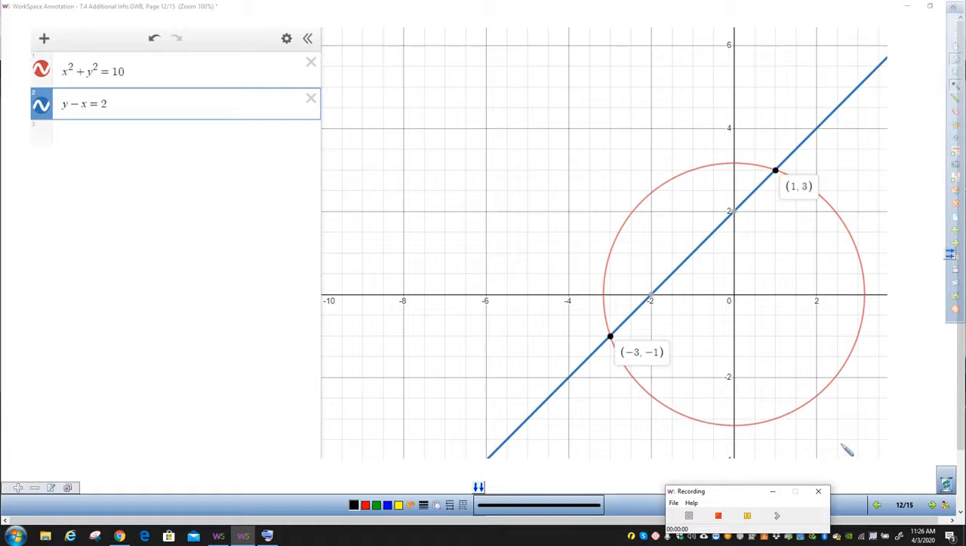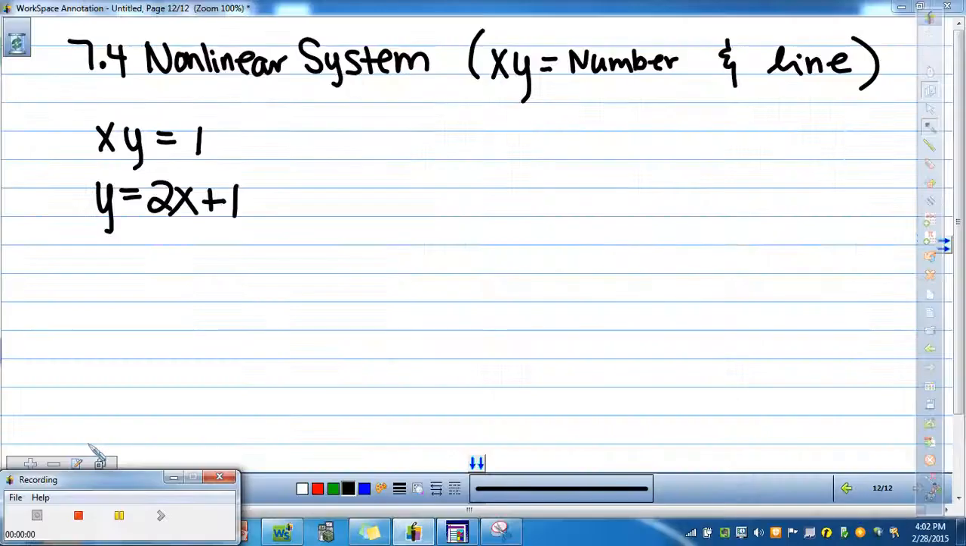And here's the graph that shows the solution for the last problem that we just solved. So we get the same answer, 1, 3, and -3, -1. So here we can visually see what we just did with the line intersecting the circle.